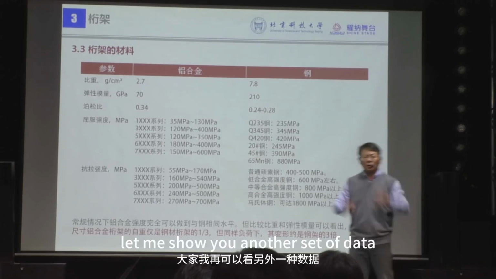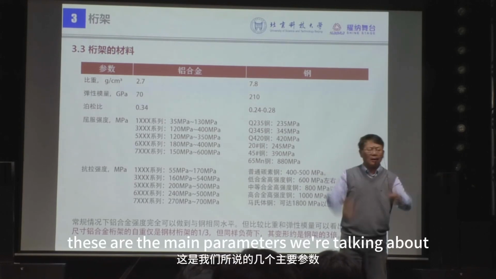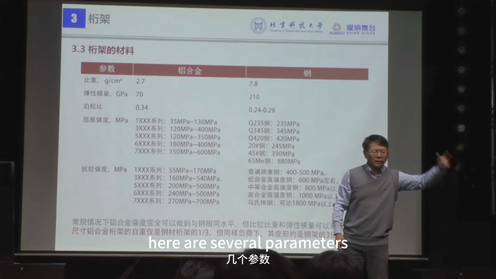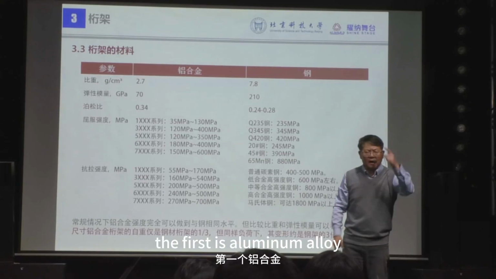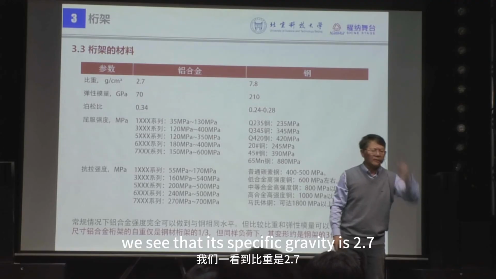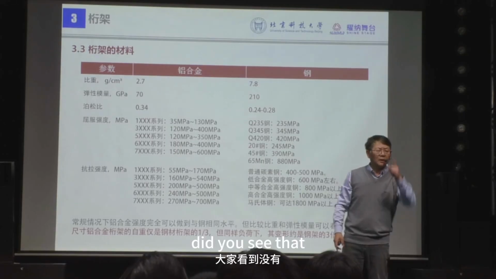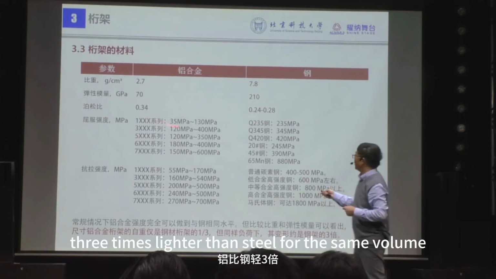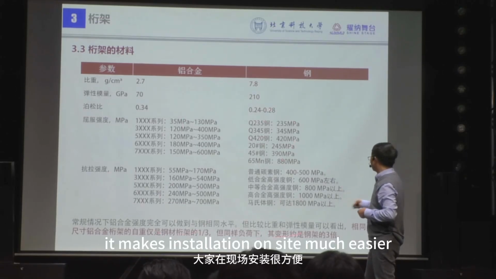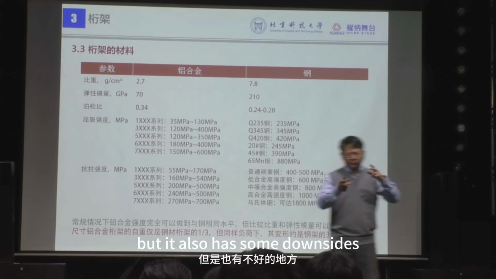But can aluminum and iron be used casually? No, they can't. Let me show you another set of data. Take a look. I've organized it. These are the main parameters affecting structural deformation and the strength of aluminum. The first is aluminum alloy. Look at its specific gravity. We see that its specific gravity is 2.7, while steel is 7.8. Did you see that? Aluminum is about 3 times lighter than steel for the same volume. This lightness is important. It makes installation on-site much easier. But it also has some downsides.